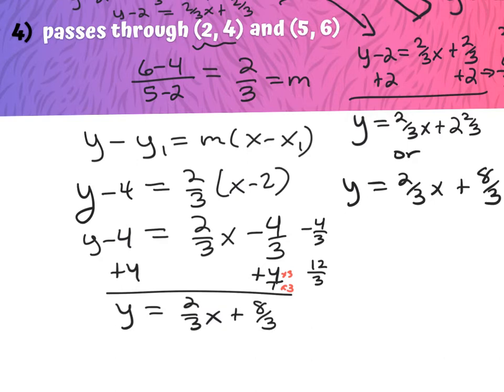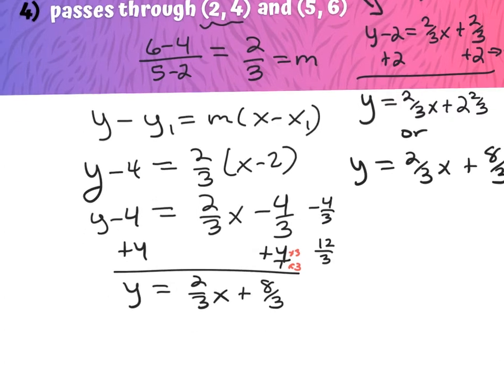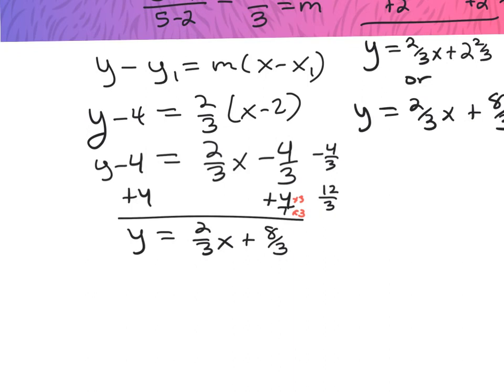Now, let's say the question said, put it in standard form. The other one was easy because they were integers. Remember, standard form: the number in front of x has to be positive, and there can't be any fractions or decimals. So let's say now they want us to convert this answer into standard form.